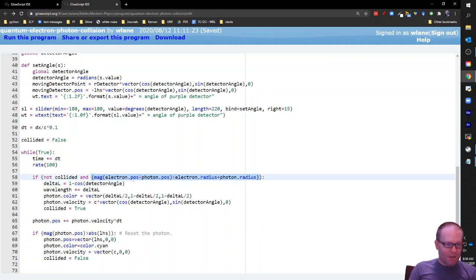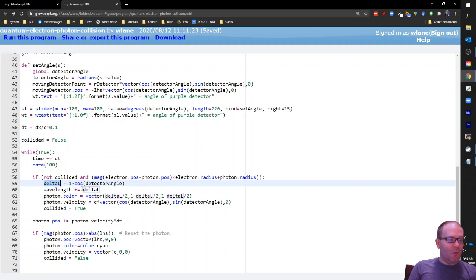So if the difference in their position vectors is less than the center-to-center distance you would expect when they're just barely touching each other. In order to get this, we need to calculate our change in lambda. This is our 1 minus cosine of the angle here. That's that 1 minus cosine phi that we had. We're going to change our wavelength by that amount.